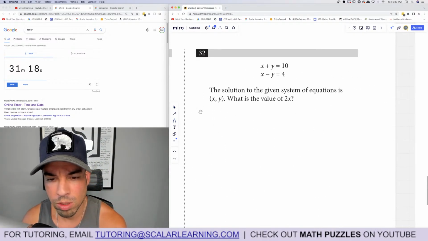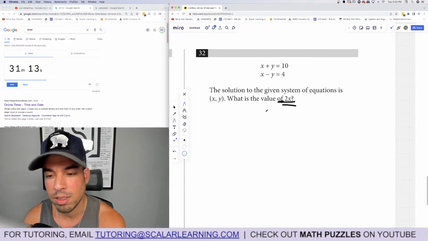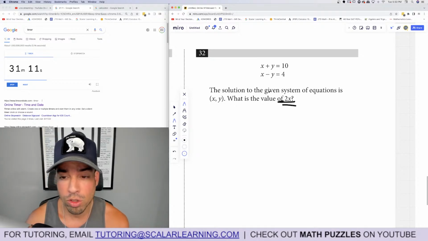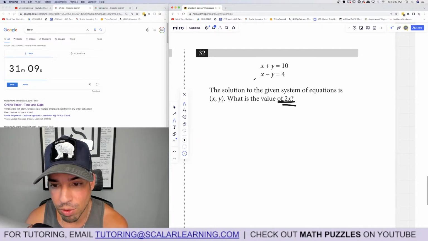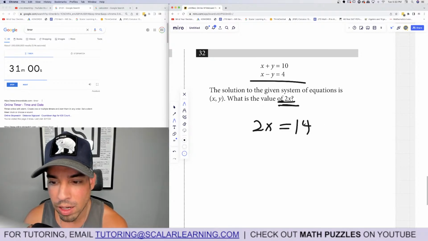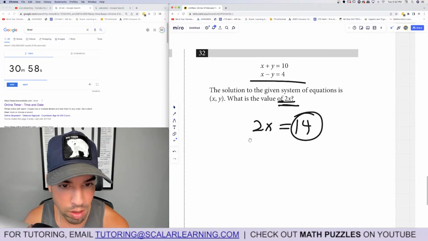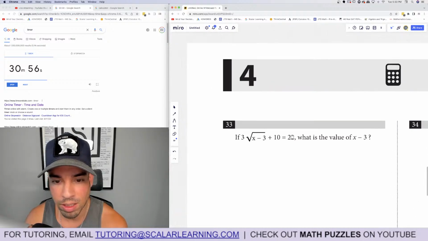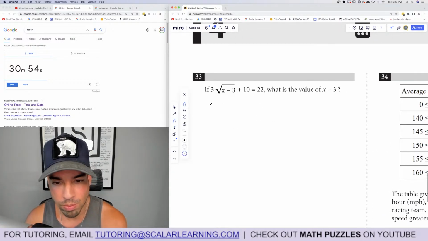32. The solution given is to this system of equations, x and y. What is the value of 2x? They want 2x. Now, you can solve for x and y individually, but if you notice a nice little shortcut here, just add straight down. x plus x is 2x, the y's cancel out, and you get 14. They're not asking for x, they're asking for 2x. 2x is 14. Done. See, if you put 7 on something like that, it's just such a bummer. So make sure to read very carefully.